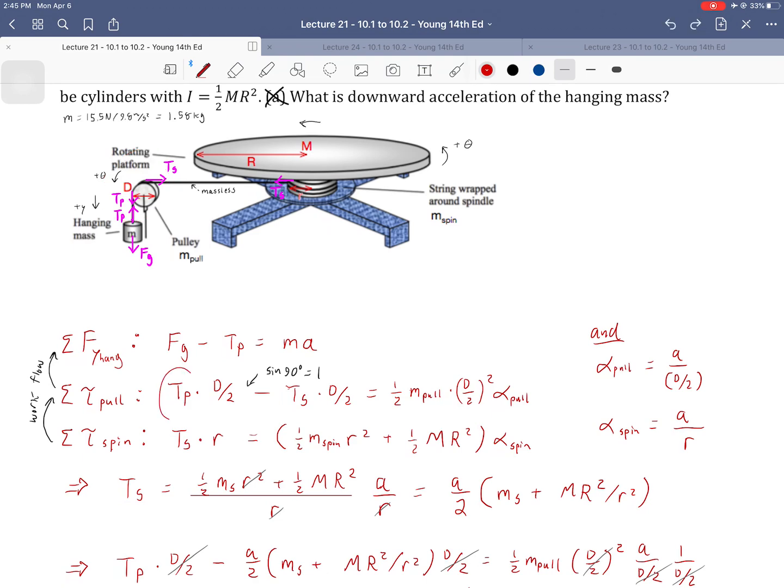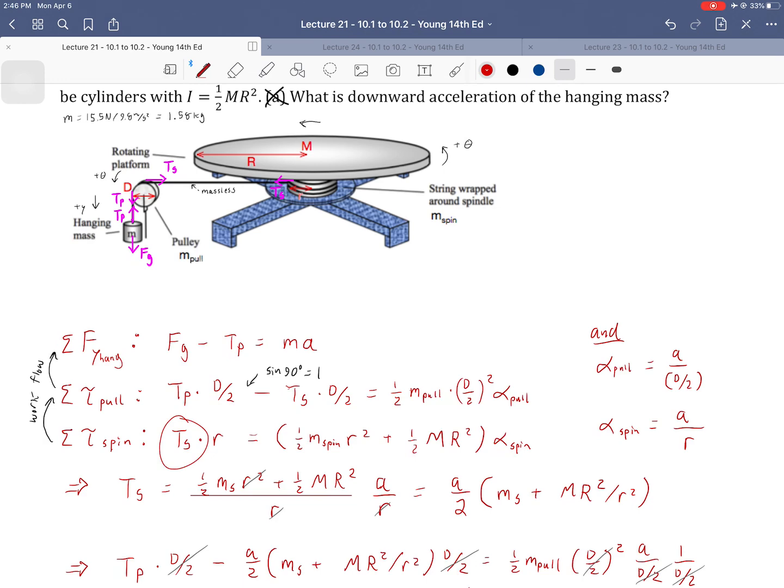Then I look at the sum of torques on the pulley. That's that one right here. Well, the pulley has two torques acting on it, right? It's got a torque created by the tension, Tp, that is shared by the hanging mass and the pulley. And then it's got another torque created by the tension that's shared between the pulley and the spindle. That's T sub s. All right. So then that's going to be equal to I pulley times the angular acceleration of the pulley, which is alpha pulley.